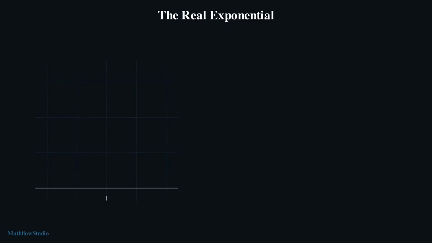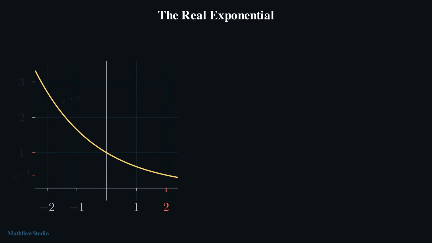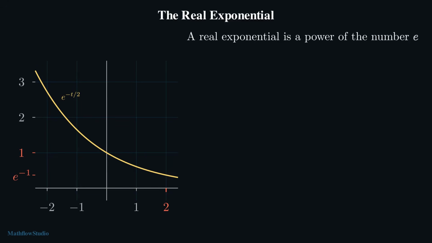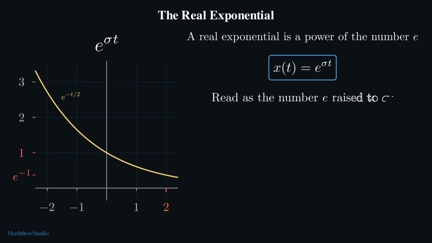A real exponential is drawn on a time axis that runs both ways from the origin. The curve is a power of the number e, and the power grows steadily with the time. The signal is written as the number e raised to a power. That power is read as the rate sigma times the time.